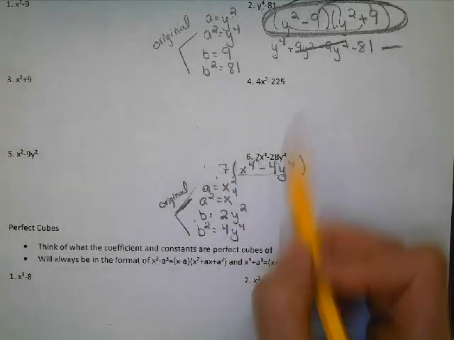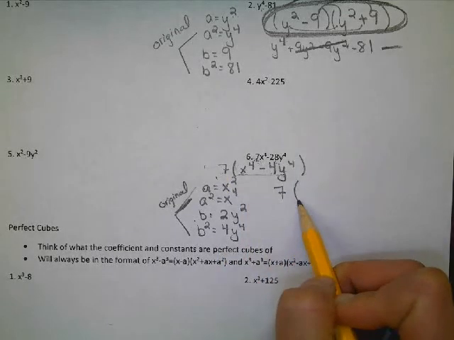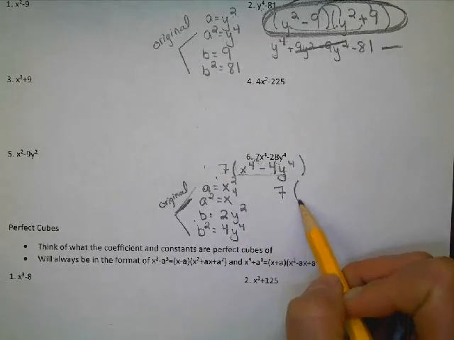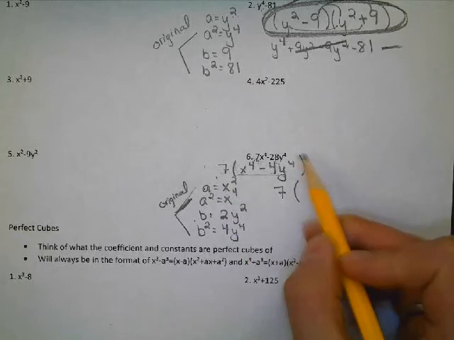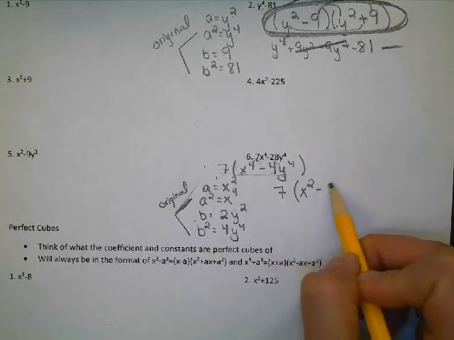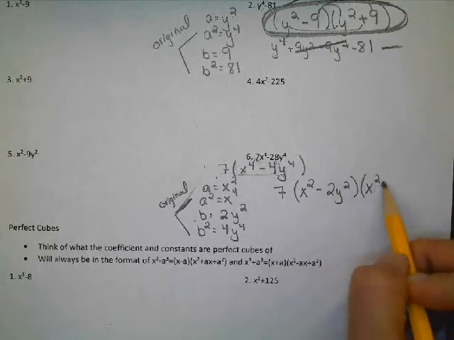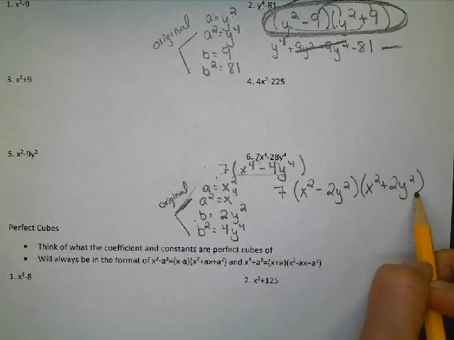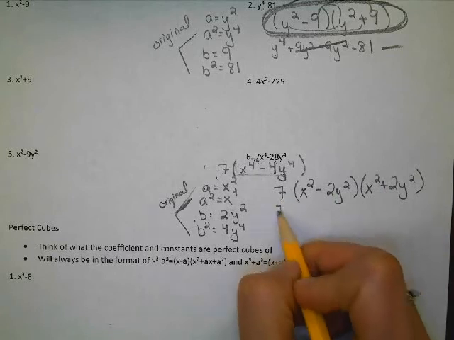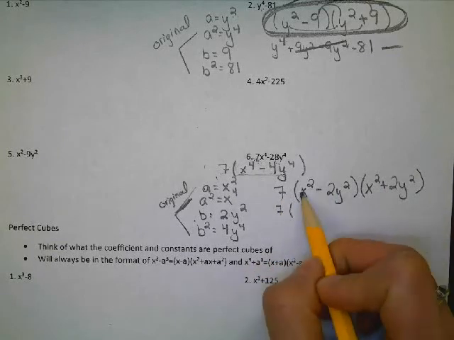Again, I'm still just going to tack that 7 around, so that's 7 on the outside, and now I follow my formula of a minus b. A is x squared, minus 2y squared for b, and then x squared plus 2y squared over here. Again, if I want to check it, I can multiply. I'm just going to leave the 7 out. I'm going to multiply what's on the inside here.